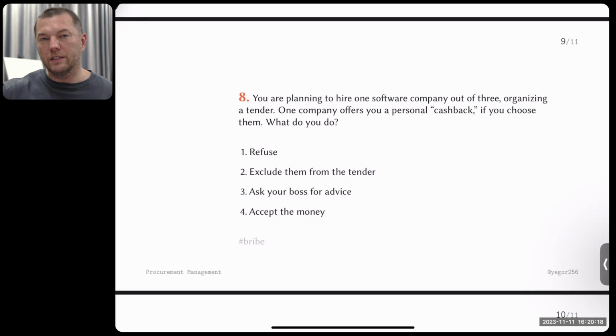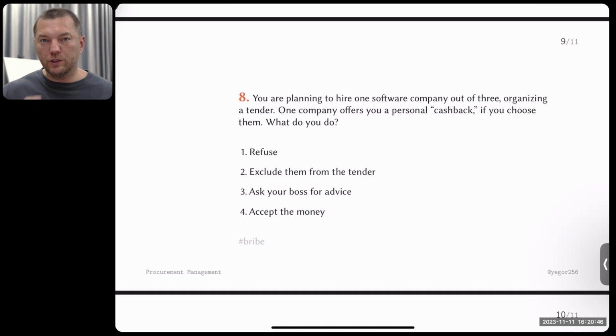And one of these companies just tells you, we're going to get, let's say, $1 million from you, but you personally, as a manager, will get $100,000 as a gift from us. You know, it's a kind of a bribe. So they just suggest to bribe you in order to win the tender. So what are you going to do? There are 4 options. That's the question related to the ethical aspect of project management, which is very important.